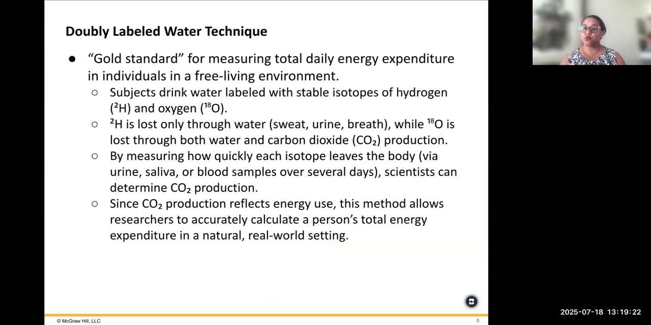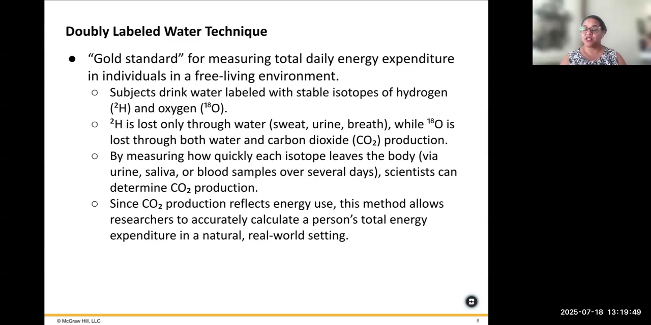And then the doubly labeled water technique is actually the gold standard. Scientists use this quite a bit. This measures the total daily energy expenditure in individuals in a free living environment. So subjects will drink water labeled with stable isotopes of both hydrogen and oxygen. That hydrogen is only lost through water: sweat, urine, breath, while oxygen is lost through both water and carbon dioxide production.